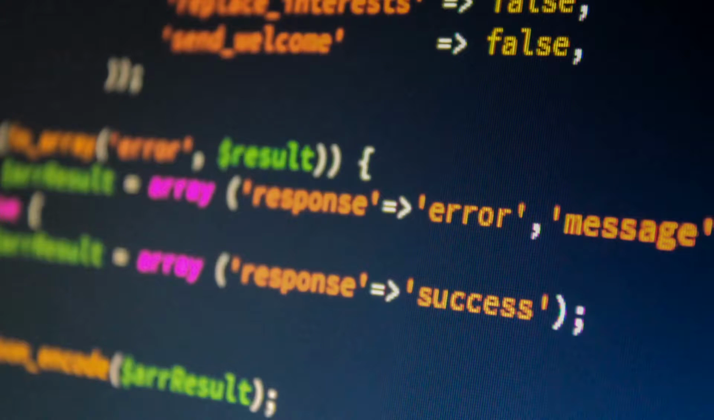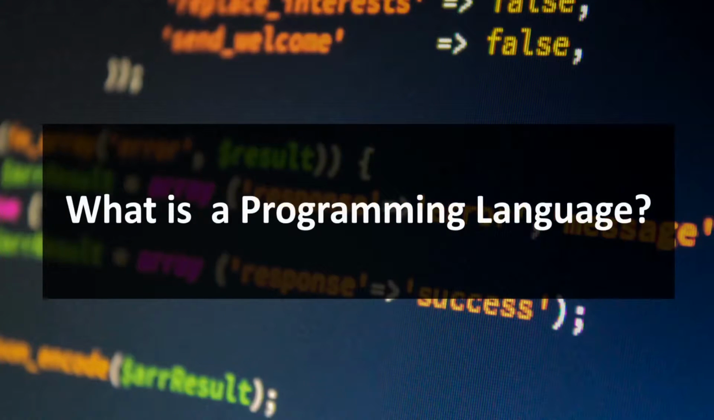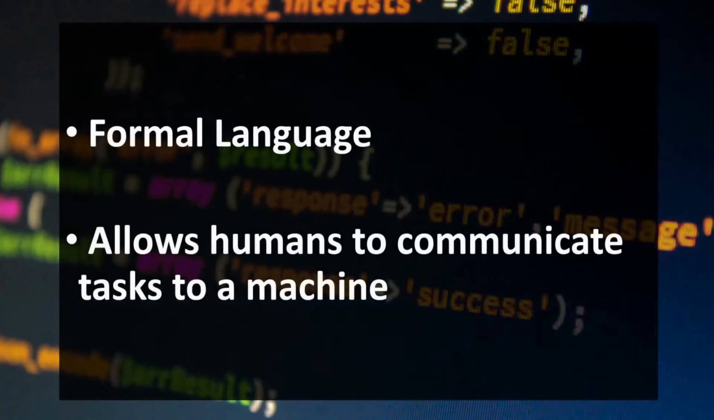In this video, we'll briefly discuss what programming languages, syntax, and semantics are. First, what is a programming language? It is a formal language that is designed to allow us humans to communicate tasks to a machine. These tasks can range from something simple, like arithmetic operations, to complex rendering of 3D graphics.